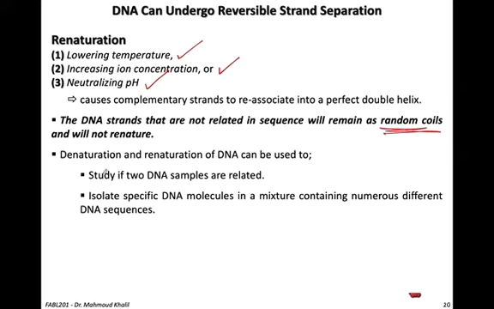So this process, of course, you ask yourself, why do we need to do this denaturation and renaturation in the lab? This process can be used to study if two DNA samples are related. As well, they can isolate a specific DNA molecule in a mixture containing numerous different DNA sequences. With the help of denaturation and renaturation, you can compare if two different DNA samples are closely related or not, or you can isolate a DNA sample from different DNA samples.